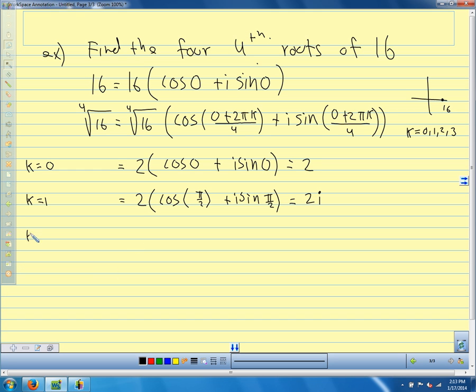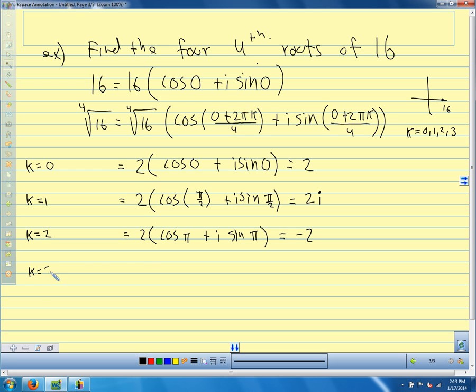Now let's let k equal 2. So we get 2 times the cosine of 4 pi over 4 plus i sine pi. Cosine of pi is negative 1, sine of pi is 0, so I get negative 2. So negative 2 is a fourth root of 16.